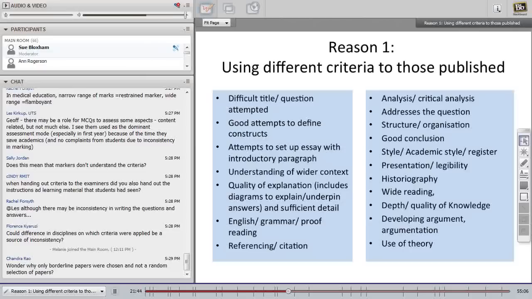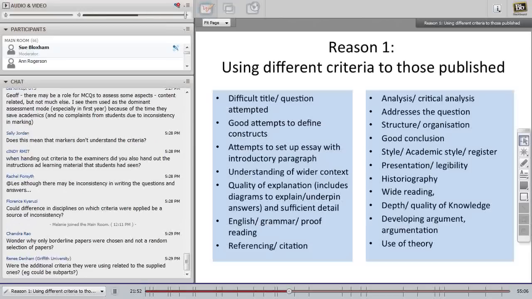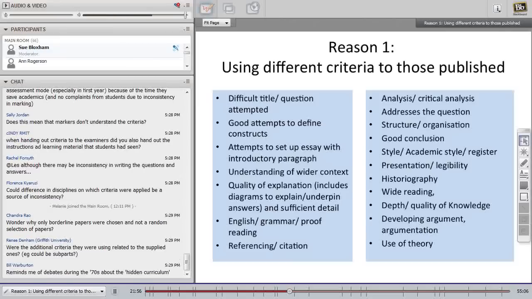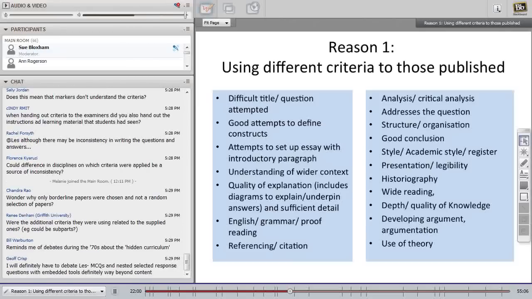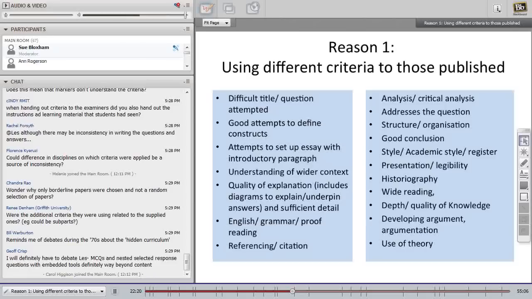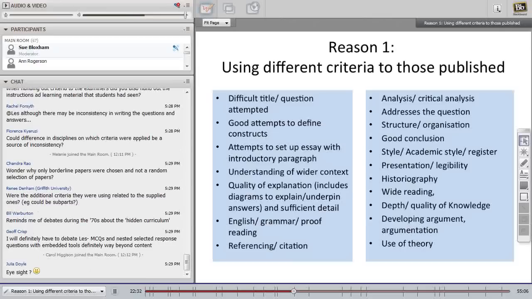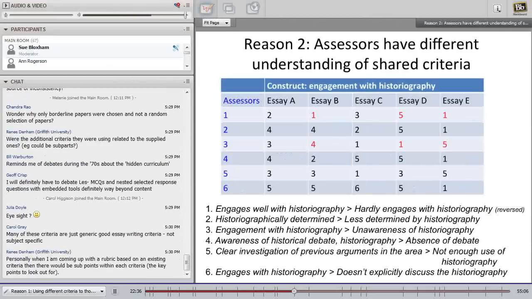The other thing is that in using these criteria, we may not actually be conscious of all sources of judgment. There have been a couple of studies that have shown, for example, how heavily influenced people are by students' presentation. A study by Hartley, which has also been done by someone else whose name just escapes me, found that use of font size could impact on students' marks by as much as 1 whole grade boundary, with the bigger font attracting higher marks than the smaller font. And I think most assessors wouldn't be aware of that influence on them. So that was the first reason: that we're using different criteria to those that are published, or more than those that are published. The second reason is that perhaps assessors have different understandings of shared criteria.